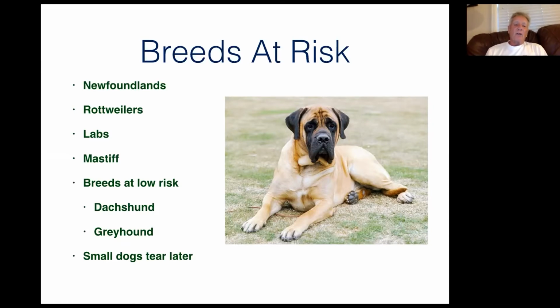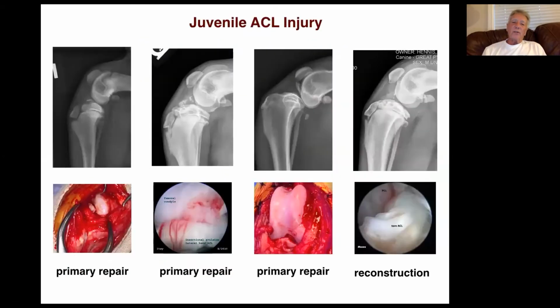And the small dogs, I think they're more acute. They can have this partial tear. They can have the same thing, but they're generally more of an acute risk.